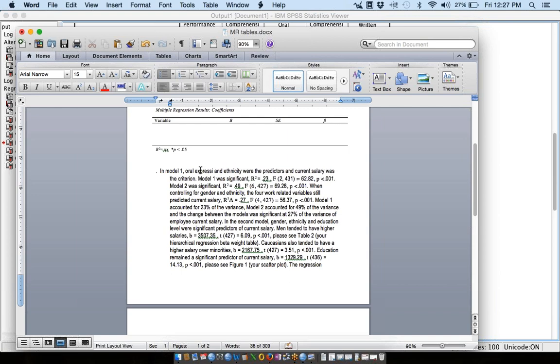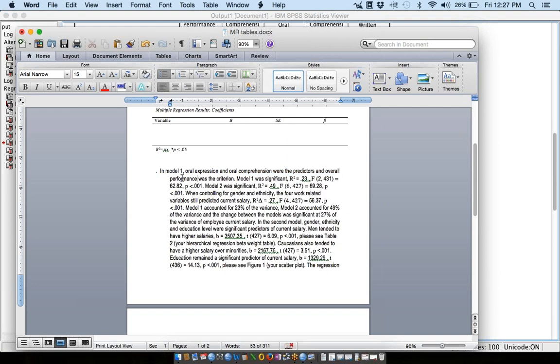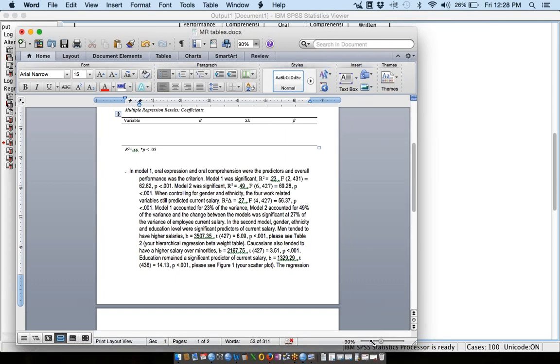In Model 1, oral expression and oral comprehension were the predictors and overall performance was the criterion. This statement could also go in the introduction. I'm just putting it all here. Model 1 was significant.